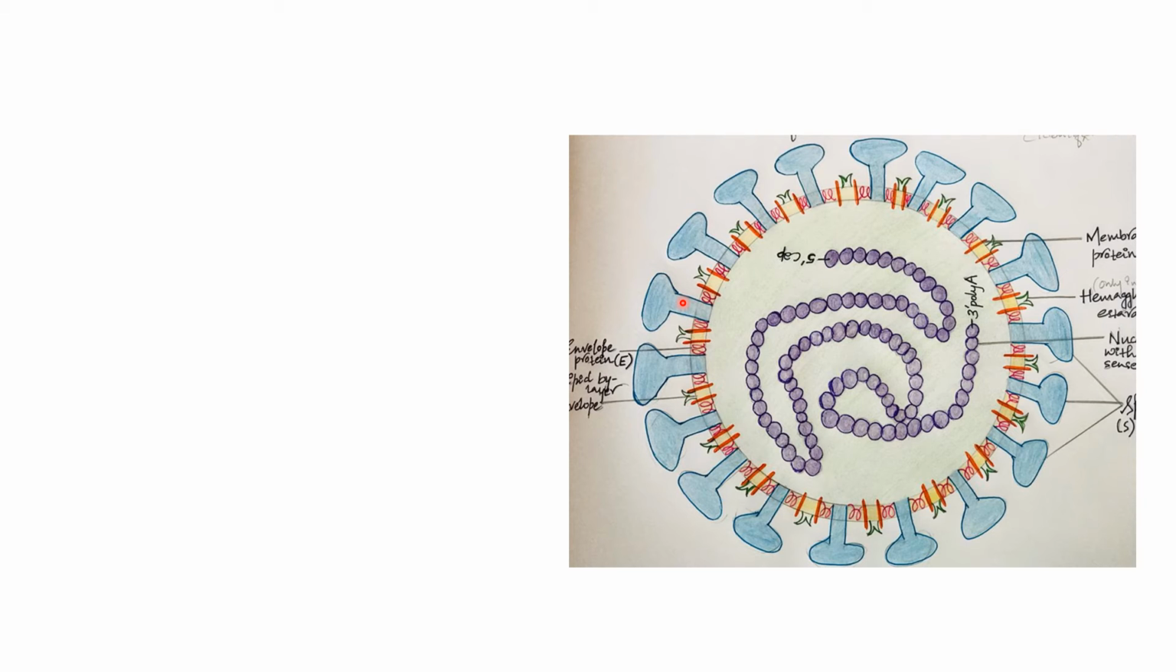On an average, there are 74 spike proteins on a virus. These spikes are approximately 20 nanometers long. These spikes are composed of a trimer of S proteins. S protein is further composed of S1 and S2 subunits.